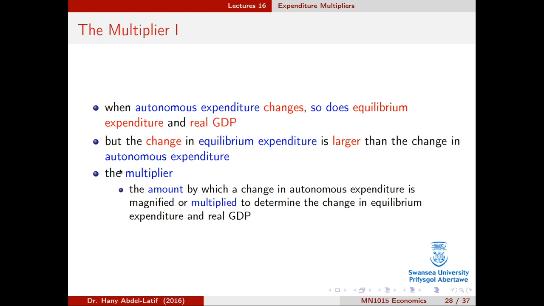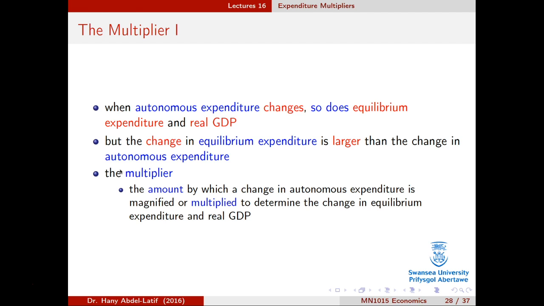When one of the autonomous expenditures changes, in our example here it was G, but the autonomous expenditures are I, G, or X, then this will change the equilibrium expenditure and real GDP. But by how much? That's the idea. The change in the equilibrium expenditure is larger than the change in the autonomous expenditure. In my example the change in G was £100, and the final impact in the economy will be 5 times that change, 5 times 100. That ends up as a £500 increase in real GDP and income.